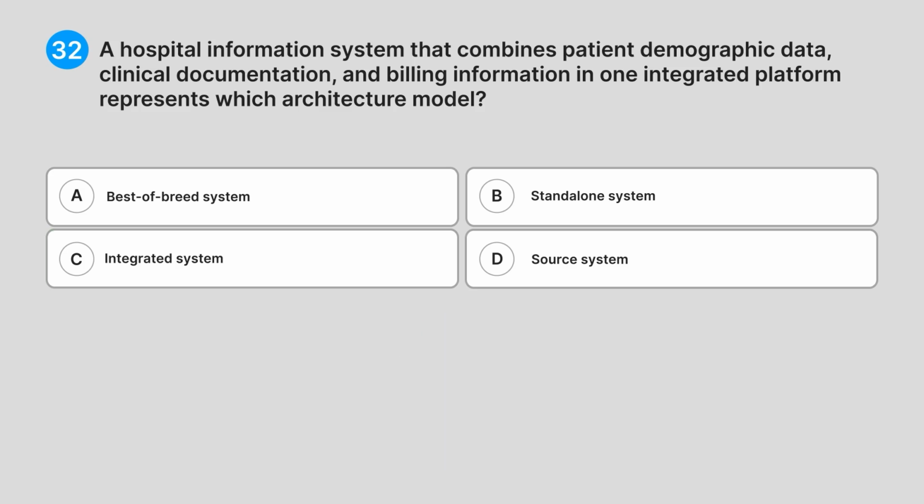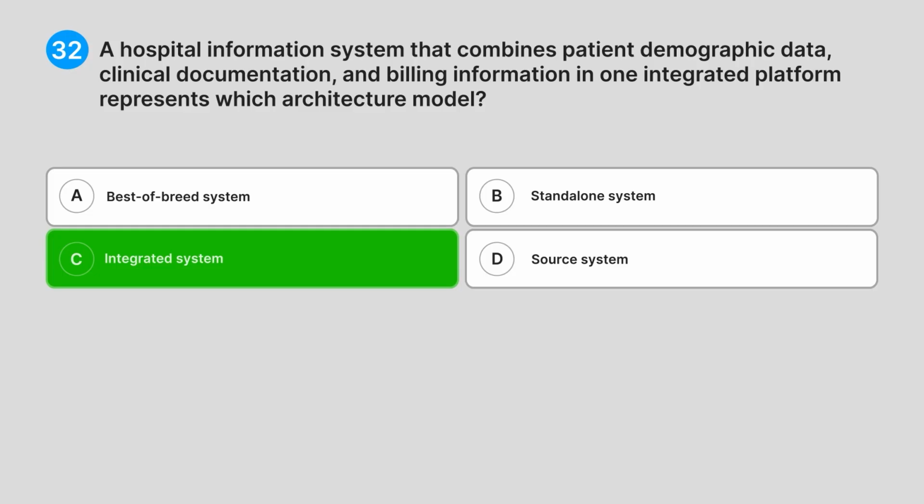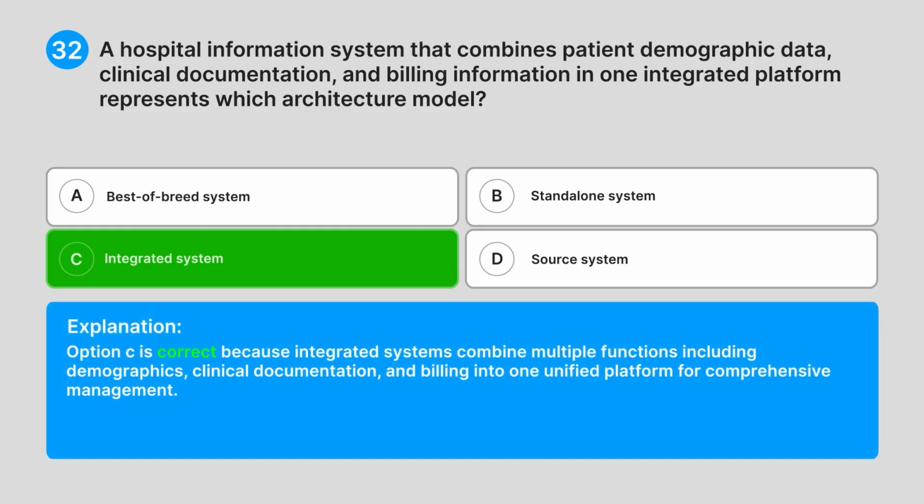Correct answer, C. Integrated system. Explanation. Option C is correct because integrated systems combine multiple functions, including demographics, clinical documentation, and billing into one unified platform for comprehensive management.